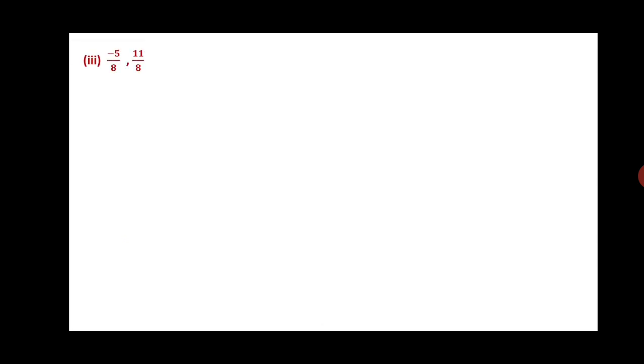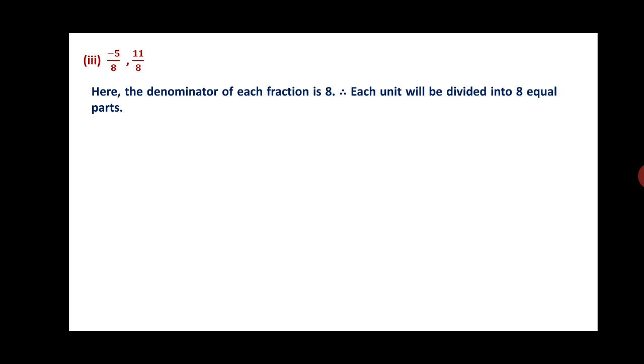Third, minus 5 by 8 and 11 upon 8. Here the denominator of each fraction is 8. Therefore, each unit will be divided into 8 equal parts. Therefore, friends, minus 5 by 8, it is negative, that is less than 0. It could be represented on the left hand side of 0, between 0 and minus 1. The fifth part out of these 8 equal parts indicates minus 5 by 8.